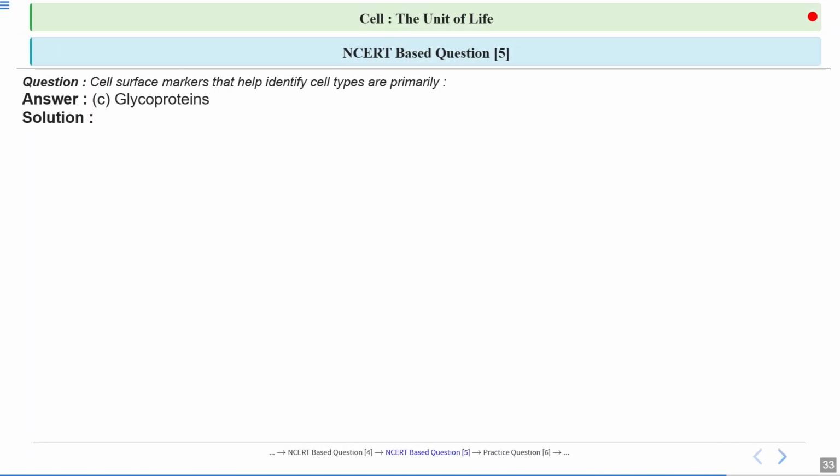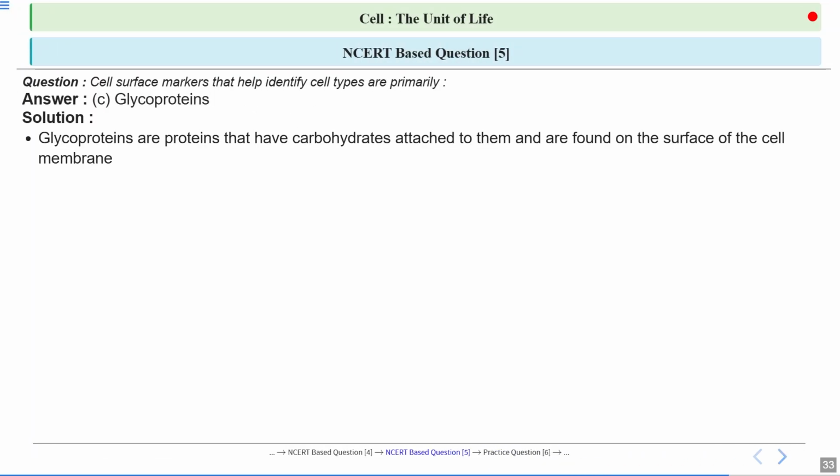Okay, option number C, glycoproteins, is the correct answer. Let's have a look at the explanation. Glycoproteins are proteins that have carbohydrates attached to them and are found on the surface of the cell membrane. And these carbohydrates can play a role in self-recognition as well as signaling.